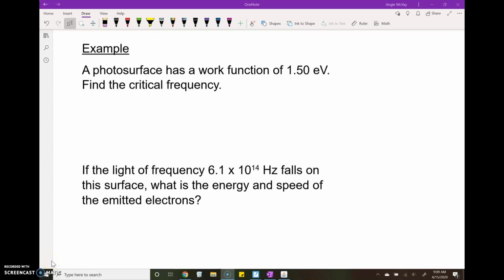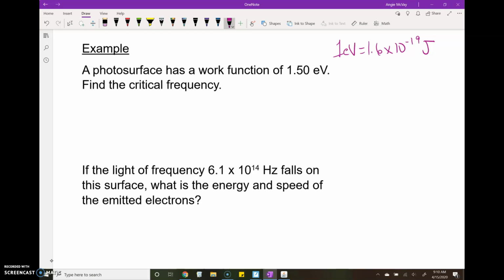All right, kiddos, let's try a couple of examples using our new photoelectric effect equation and some of our conceptual understandings. A photosurface has a work function of 1.5 electron volts. Find the critical frequency. Just as a reminder, 1 electron volt is 1.6 times 10 to the minus 19 joules.